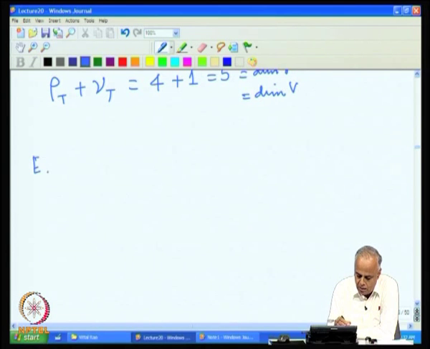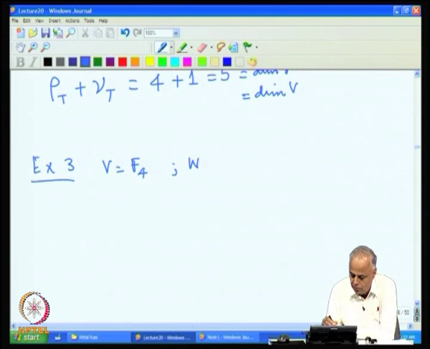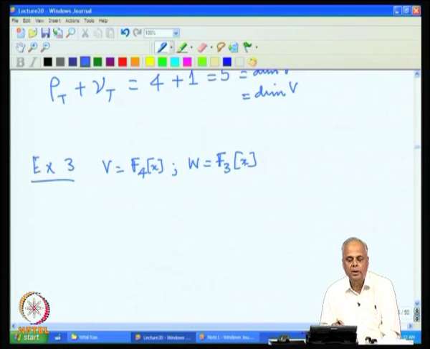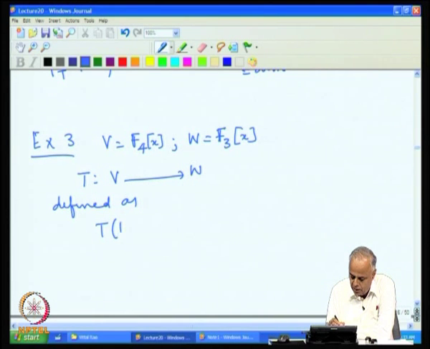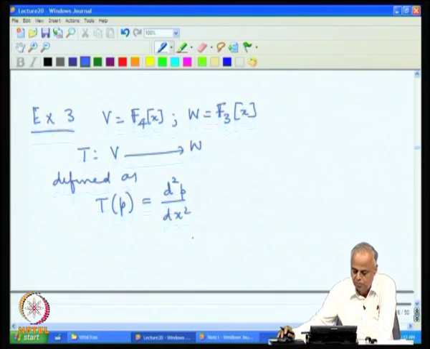Let us look at the last example we had previous time. We took V equal to F4, and we took W to be equal to F3 x. Polynomials of degree less than or equal to 4 is the vector space V, polynomials of degree less than or equal to 3 is the vector space W. Then we had this linear transformation defined as T of P is equal to d squared P by dx squared, the second derivative of P.